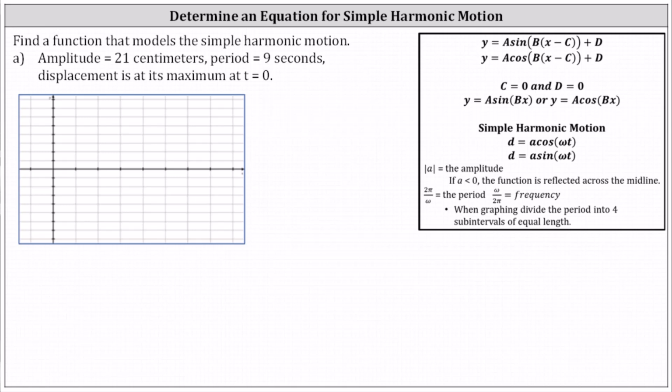Find a function that models the simple harmonic motion where the amplitude equals 21 centimeters, the period equals 9 seconds, and displacement is at its maximum at t equals 0 seconds.